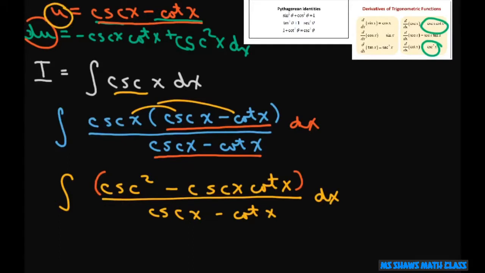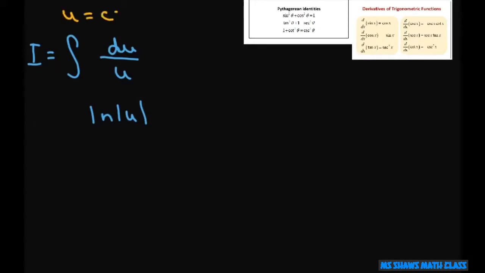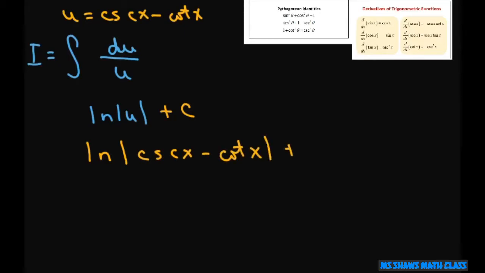So when you fill this in, all you're going to do is write this, as you do substitution, as the integral of du divided by u. So when you integrate that, you're just going to get ln of u. Remember, our u was cosecant x minus cotan of x. So let's substitute, and put the plus c, sorry about that. You're going to get ln of the absolute value of cosecant x minus cotan of x plus c.